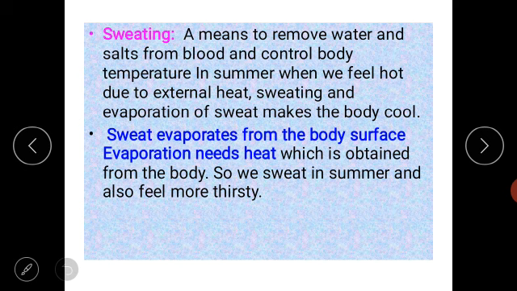Sweating, a means to remove water and salts from blood and control body temperature. In summer, when we feel hot due to external heat, sweating and evaporation of sweat makes the body cool, as I said now. So harmful toxic substances are removed by sweating, and lowering down the body temperature is also done by the sweating. Okay, sweat evaporates from the body surface. Evaporation needs heat, which is obtained from the body.